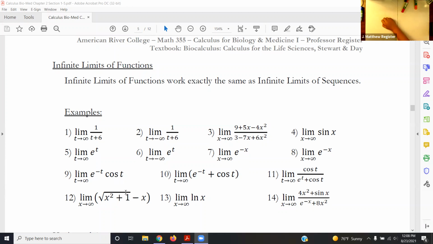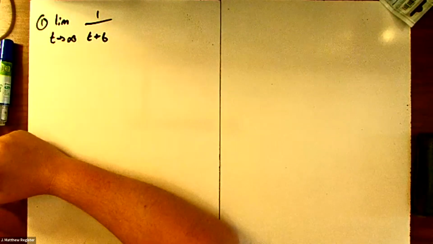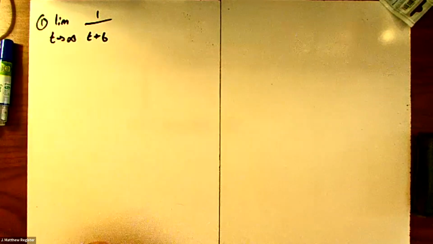There's a lot of interesting things that can happen with these. Let's just start playing with them and see if we can figure these things out. Again, feel free to pause the video, and if you want, try and work through all of these. They should all be fairly doable. And then we'll work through them together real quick. Let's start with number 1. The limit as t goes to infinity of 1 over t plus 6. I'll stop the share and we will work through this one. Then we'll work through all of the others as well.